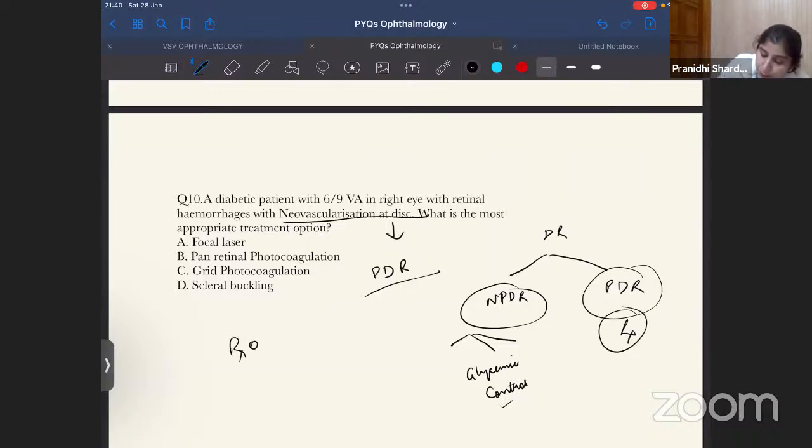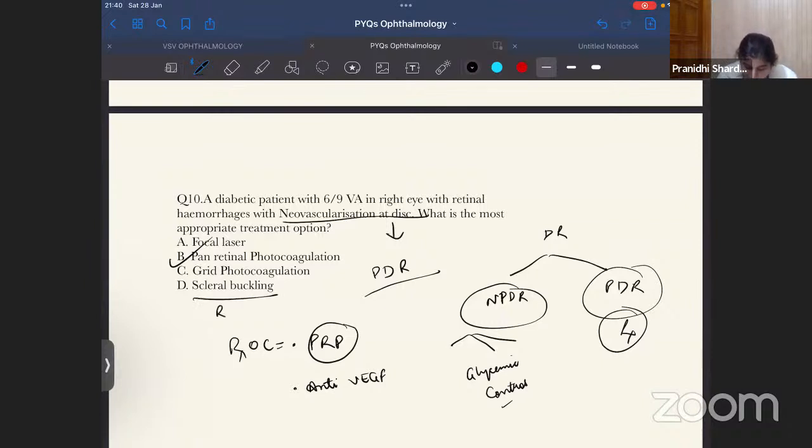Treatment of choice in PDR is pan-retinal photocoagulation. This is an easy question. You will mark pan-retinal. If one of the options was anti-VEGF, what will be the answer? Still the answer will be PRP. Intravitreal anti-VEGF is the second line of treatment. It is not the treatment of choice. Treatment of choice is only pan-retinal.